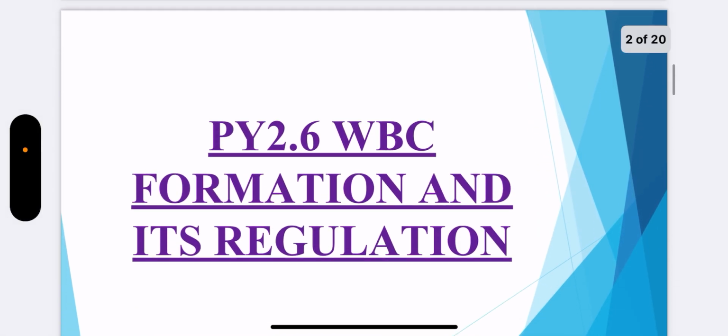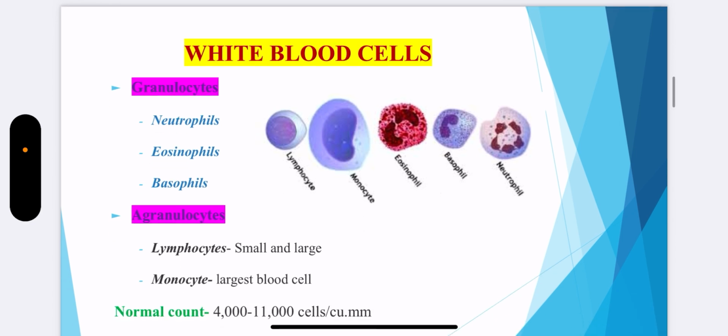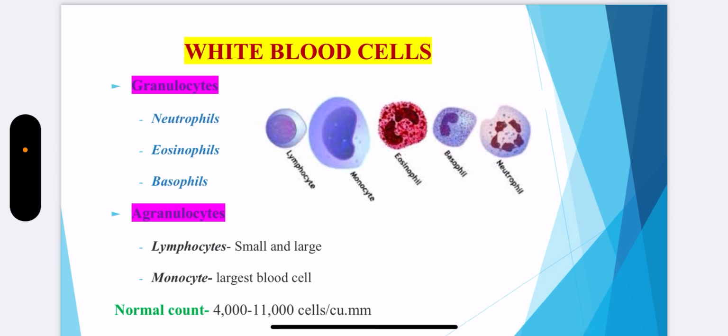Today we will talk about white blood cells. White blood cells are divided into granulocytes, which have granules: neutrophils, eosinophils, basophils; and agranulocytes, which lack granules: lymphocytes and monocytes. As we had already discussed, the normal count ranges from 4,000 to 11,000 cells per cubic mm.